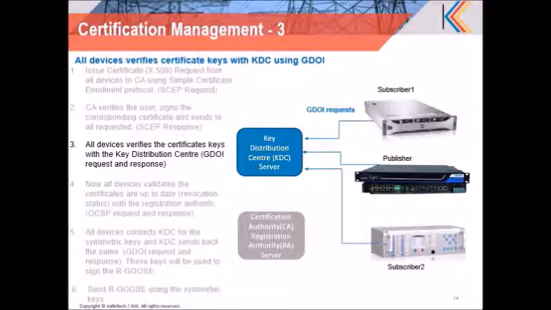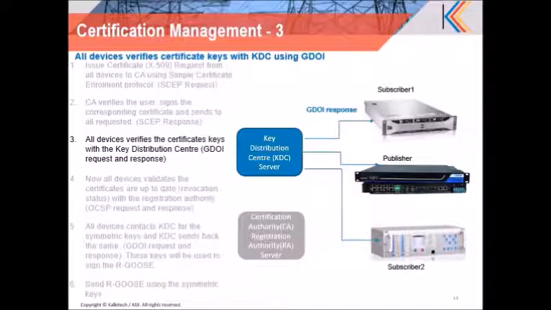Now all the devices verify the certification keys with the key distribution center. So the key distribution center provides keys to all the publishers and subscribers to decode the message which is sent from the publisher to the subscriber. This request for the symmetric keys is done using a GDOI mechanism, and this key request is issued by all the parties, including publisher and subscriber, to the key distribution center using a GDOI request. GDOI, that is Group Domain of Interpretation, is the protocol used for requesting the keys.